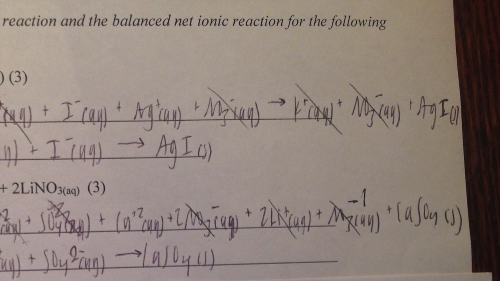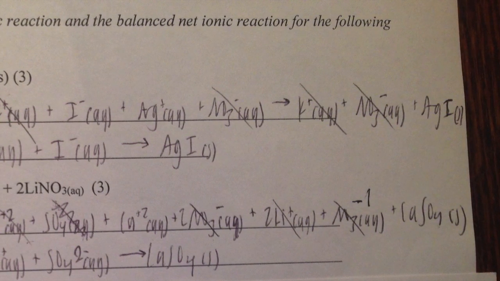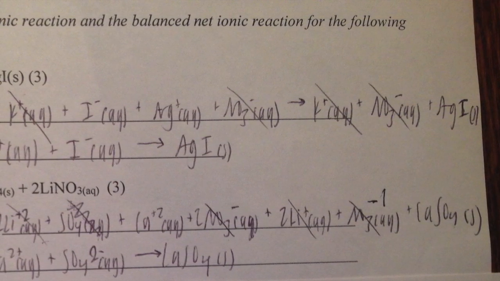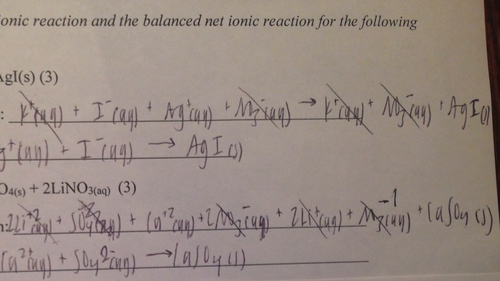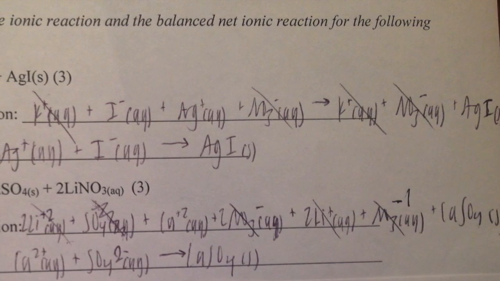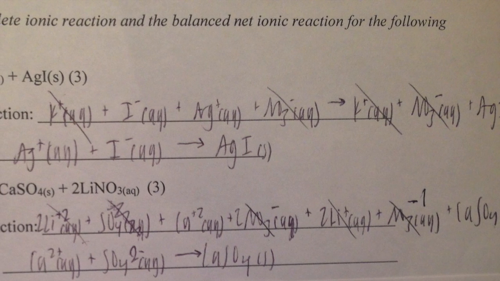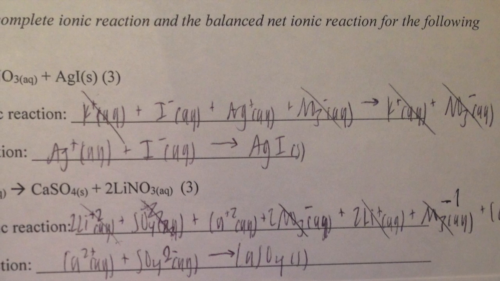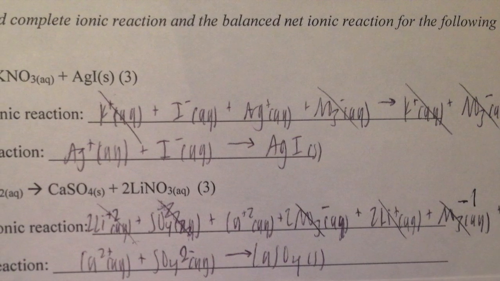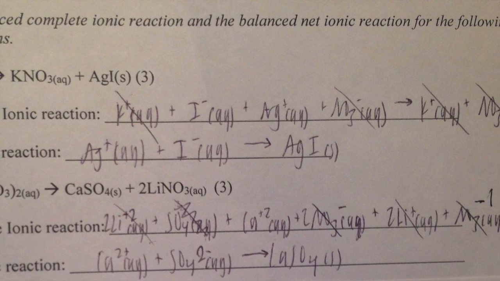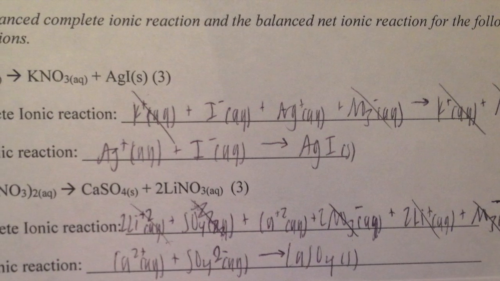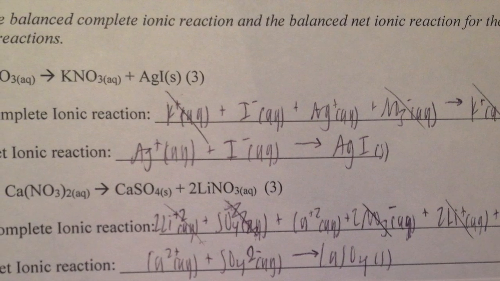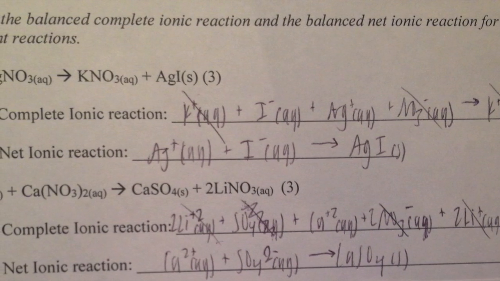So for problem number 1, you have potassium iodide plus silver nitrate yields potassium nitrate plus a solid silver iodide. The balanced complete ionic reaction is potassium aqueous plus iodide aqueous plus silver aqueous plus nitrate aqueous yields potassium aqueous plus nitrate aqueous plus silver iodide solid. And then the balanced net ionic reaction would be silver aqueous plus iodide aqueous yields silver iodide solid.